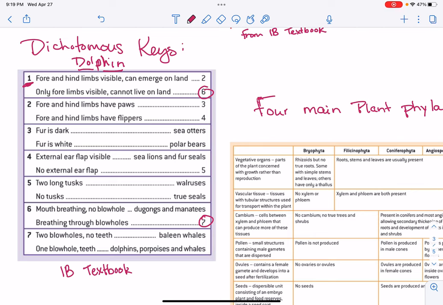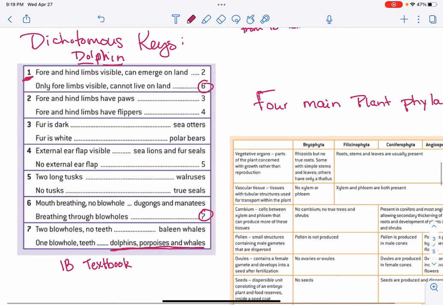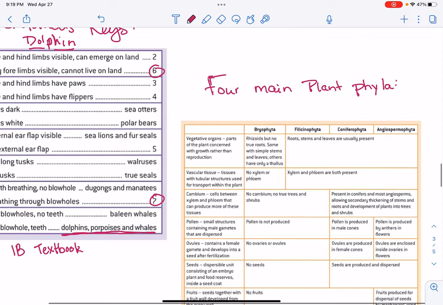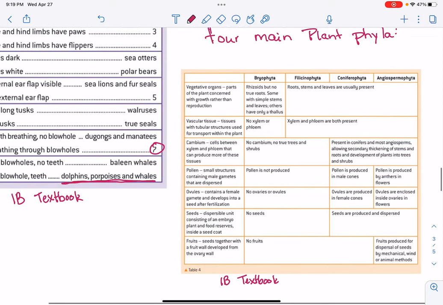Number 7, 2 blowholes, no teeth. No. 1 blowhole and teeth. Oh, here we go. Dolphins, porpoises, and whales. There you go. So that's a very, very quick refresher of dichotomous keys. That should be easy, but, you know, just checking.